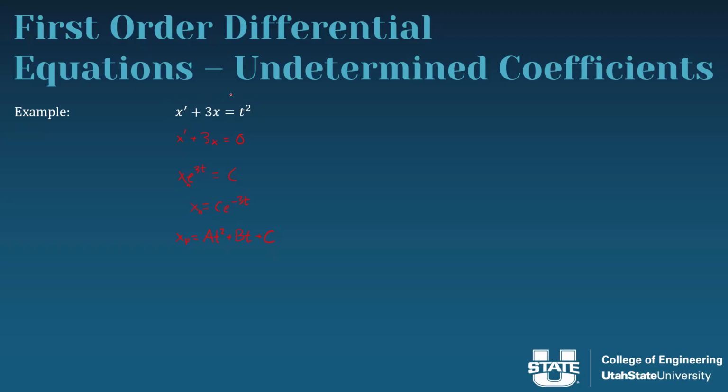And so what we're going to do is find xp right here, our particular solution. We're going to find the derivative of our particular solution, and then plug these back into here. So that looks like 2at plus b when we swap in our particular solution, plus 3 times our particular solution, and that is all equal to t squared. So now we can simplify a little bit.